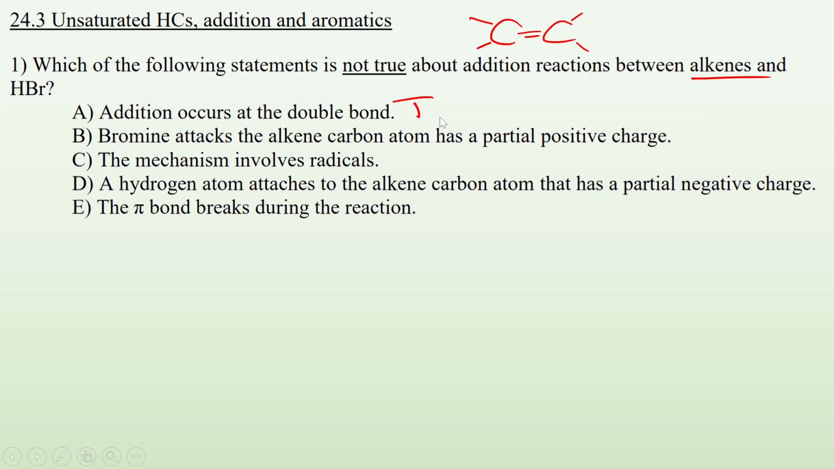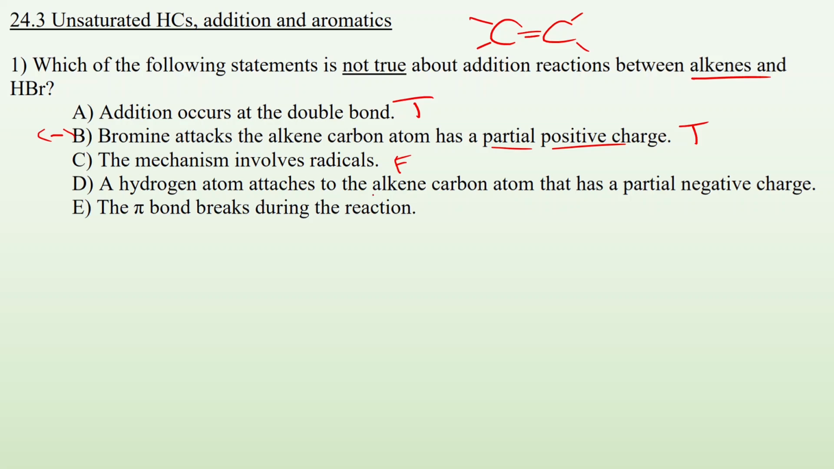It sure does. B, bromine attacks the alkene carbon atom that has a partially positive charge. This is also true. Think about bromine being a nonmetal, it's going to have a partially negative charge. It's going to be attracted to the region on the molecule where it has a partially positive charge. So that's a true statement. C, the mechanism involves radicals. This is not a true statement. All right, let's check the rest of them though.